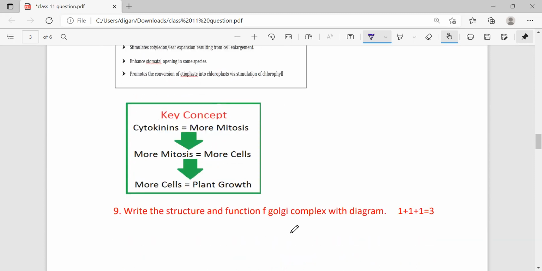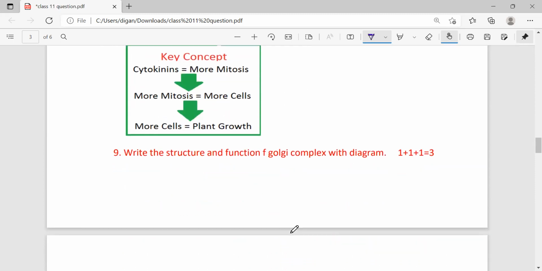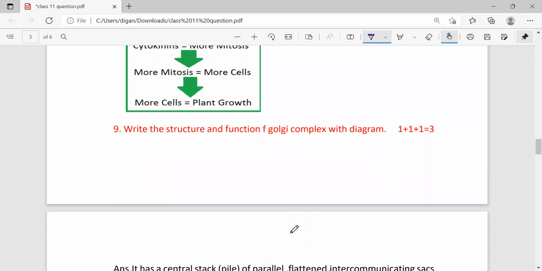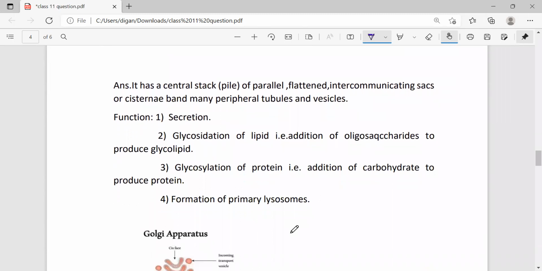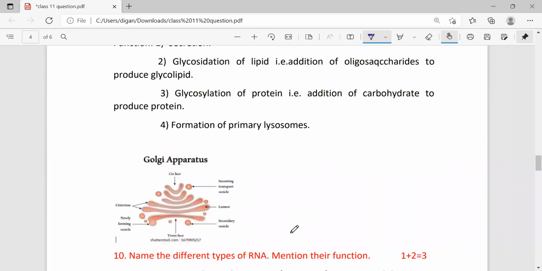Now come to the next question, question number 9. Write the structure and function of Golgi complex with diagram. This question carries 3 marks. This question is from the cell unit, the basic unit of life chapter. So this is the structure of the Golgi complex.